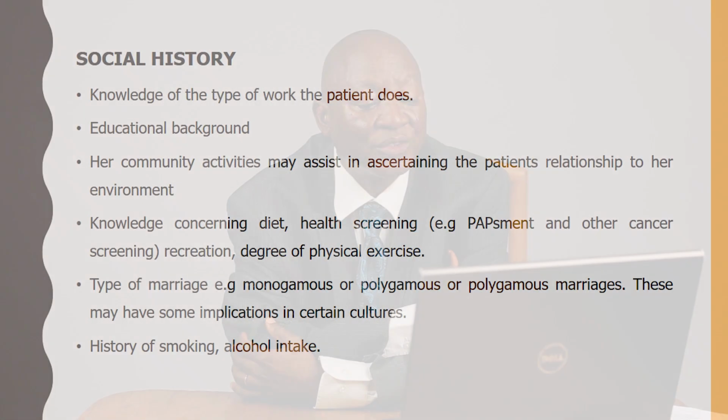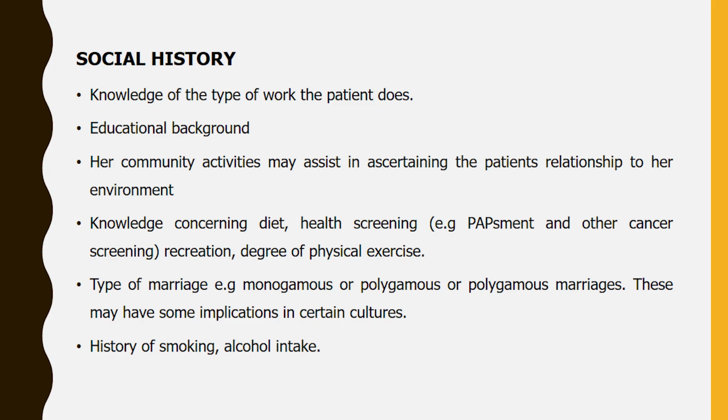And we now go to the social history. In the social history, the knowledge of the type of work the patient does is very, very important. This is one of the things that we use to know the socio-economic status of women, the work. The educational background is very important, as we said in the earlier segment. Knowledge concerning diet, health screening, pap smear for instance, recreation, and degree of physical exercise.